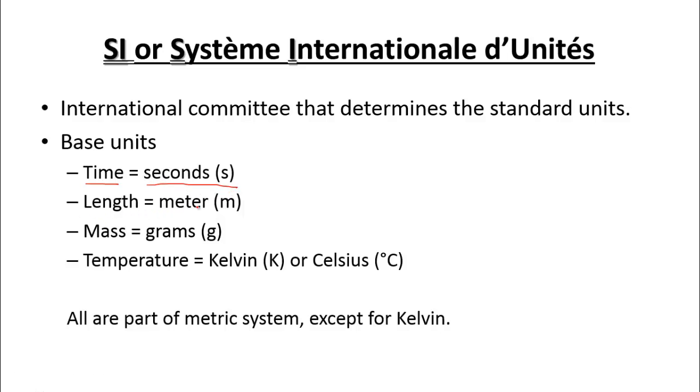Length is going to be in meters. Length is in meters. Mass, how much matter there is, is going to be in grams. You can also put on there the kilogram. Kilogram is also very common. And temperature will be given in Kelvin or Celsius. It kind of depends on what you're doing, and we'll visit those later this year. All of these are part of the metric system except for Kelvin.